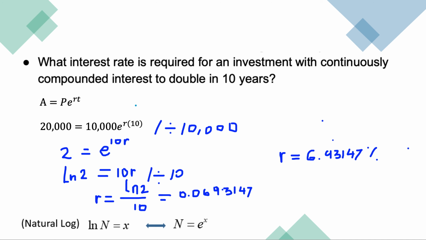So if the Mitchells invest $10,000 for 10 years at a rate of 6.93147%, they are going to get approximately $20,000.